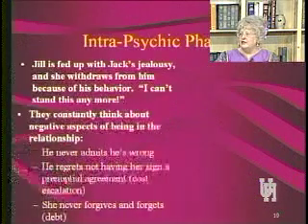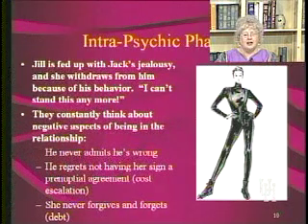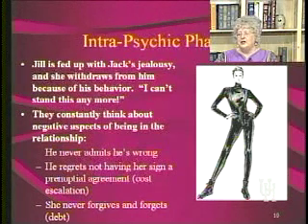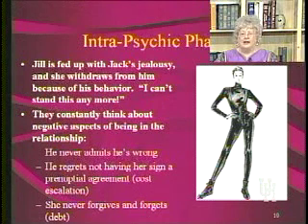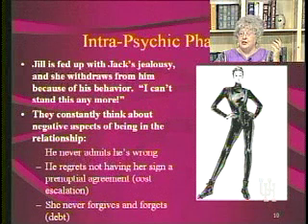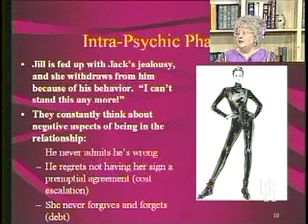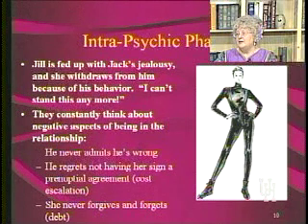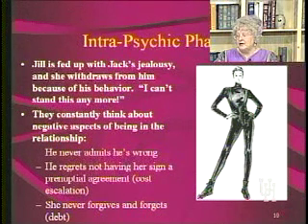And so you can see that we're getting into a situation here that we've really got a dysfunctional family at work in this situation. So at the intrapsychic phase, all of a sudden the little bell goes off in Jill's head. She's fed up with Jack being jealous, and she starts to withdraw. I just can't stand this anymore. You know, that's one of those little mental cues that there's something wrong here. And each of them is constantly thinking about the negative aspects of the relationship rather than the positive side of the relationship. She's saying things like, he never admits that he's wrong.